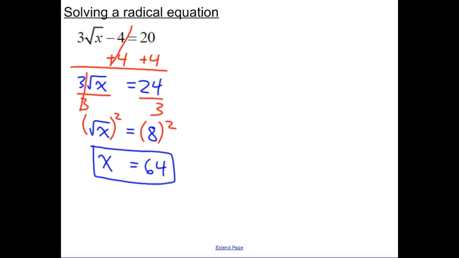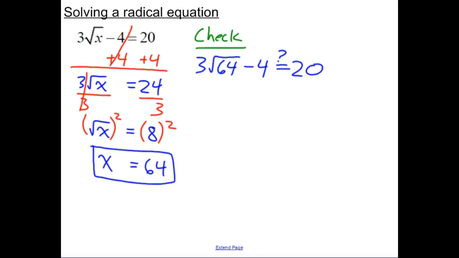I say candidate because no problem is complete until we've actually checked our work. So now I'm going to check that I have the correct answer. And how I'll do that is I'll plug my answer in for x in my original equation. So x equals 64. I'm now going to have 3 times the square root of 64 minus 4. And I'm wondering, is that indeed equal to 20? Well, I'll solve this.